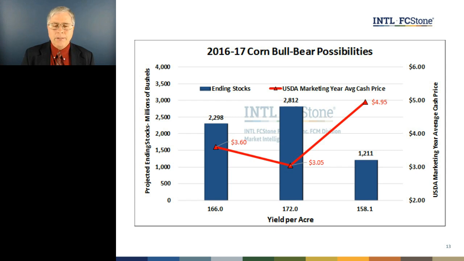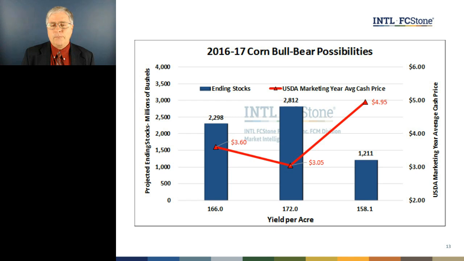A little bit more detail. I'm using USDA's acreage here and a yield of 166. That's below where USDA is currently at, 168. I have a little bit softer demand for feed usage and a little bit softer for exports, and it gives me ending stocks of about 2.3 billion bushels. Based on what has already been priced and the behavior of the market, that would give a marketing year average cash price around $3.60 per bushel.